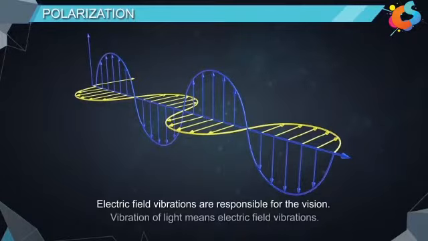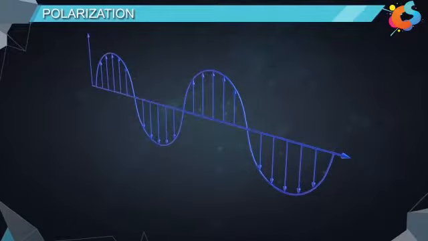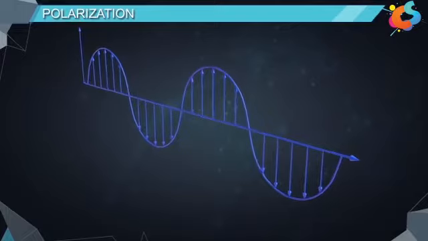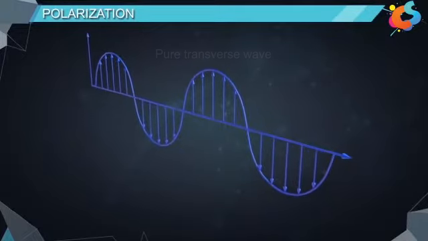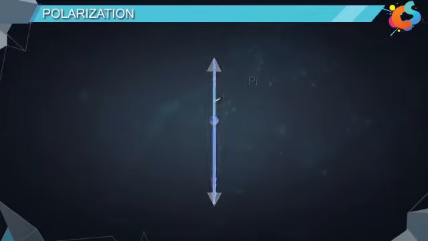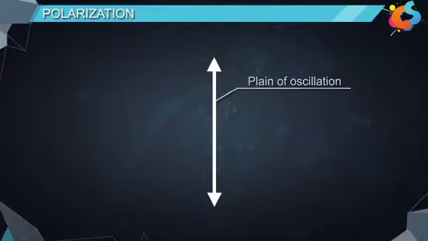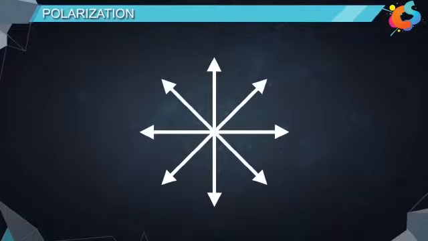Therefore, vibration of light means electric field vibrations. If we neglect the vibrations of magnetic field, the representation becomes simpler. Now, the electromagnetic wave will look like a pure transverse wave. Every vibration will have a particular plane of oscillation. The oscillation can be in this direction, and even in this direction.